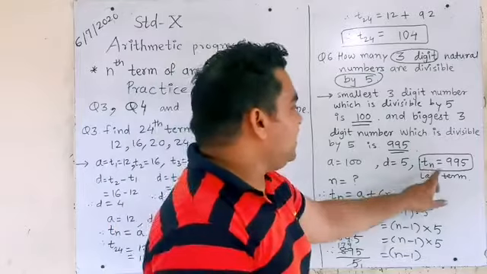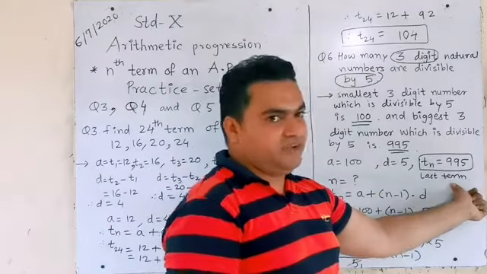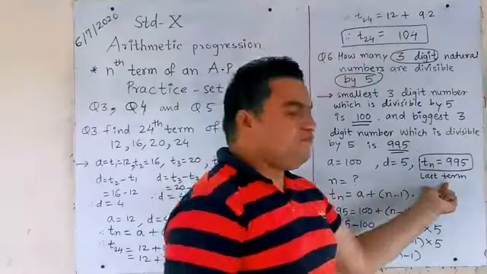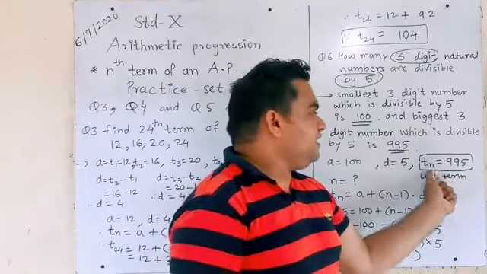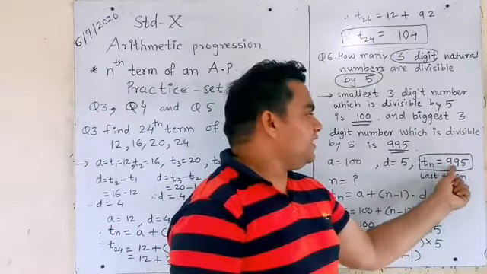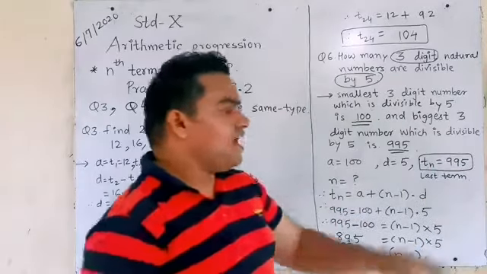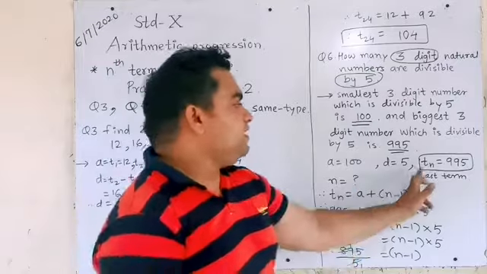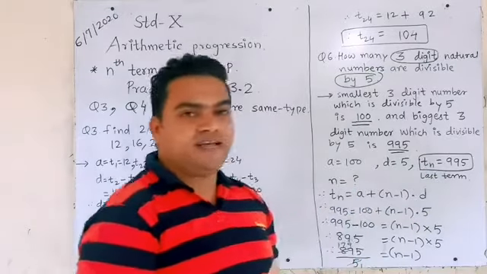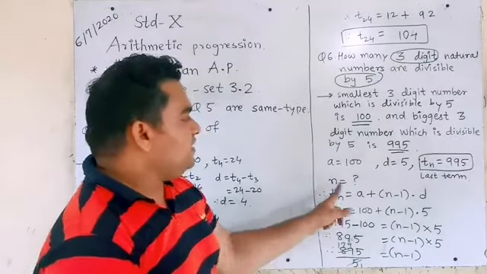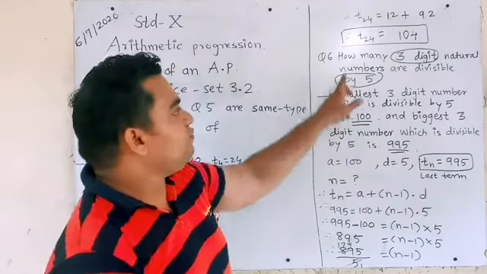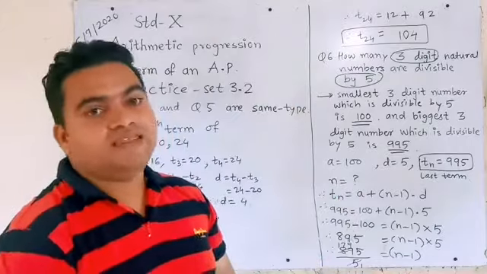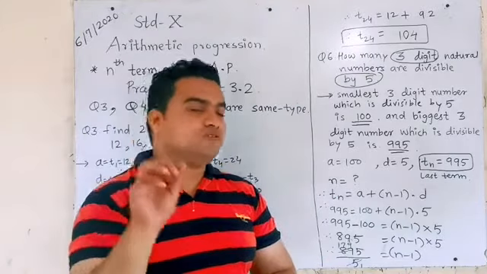Now here, Tn, I have written the last term. Please pay attention. Whenever in the question we know the last term, we will consider it Tn. Tn is equal to 995 because this is the last term. We know the last term value, so I will keep Tn equal to 995. Now n is equal to question mark because we have to find how many natural numbers. That's why we will consider n equal to question mark.